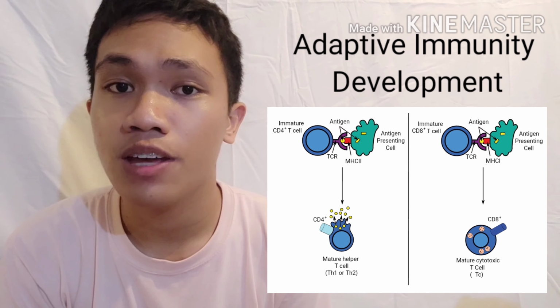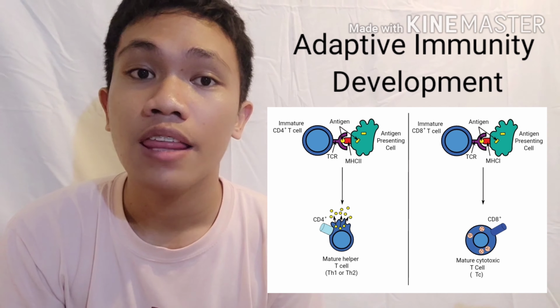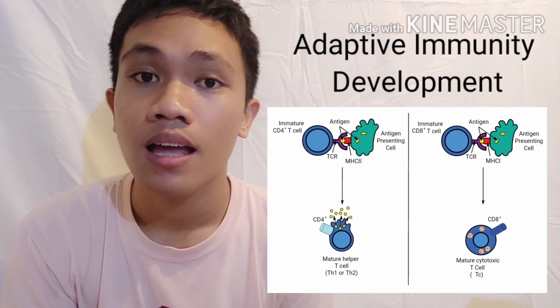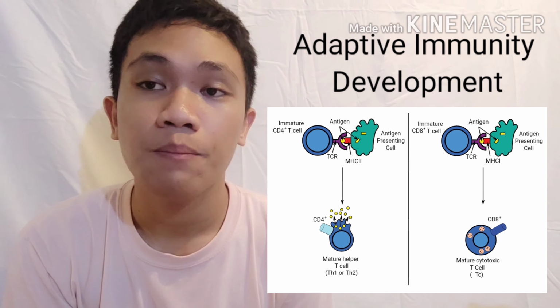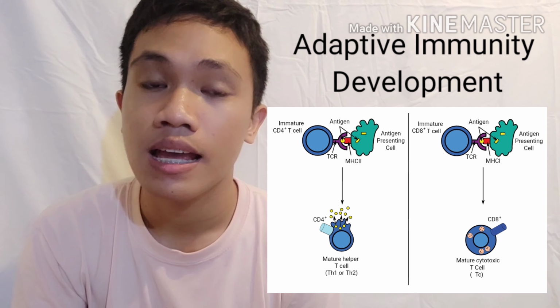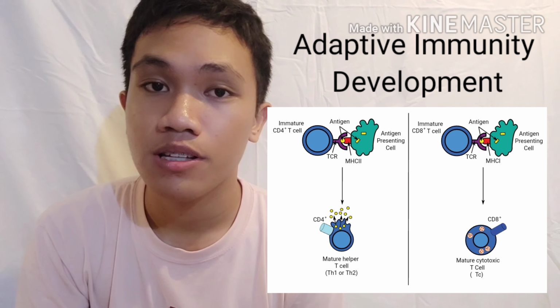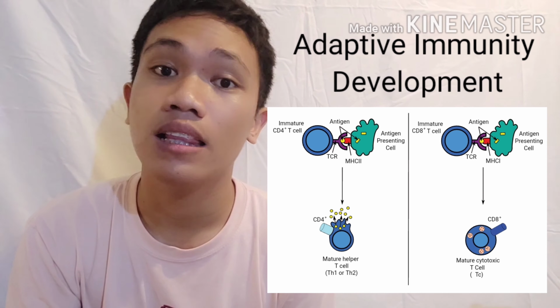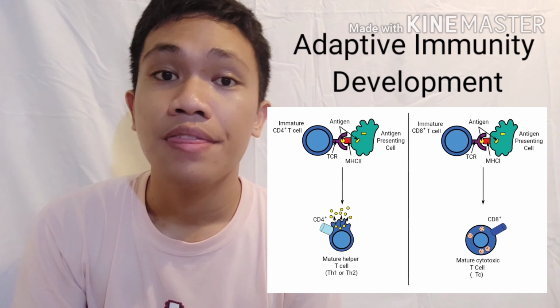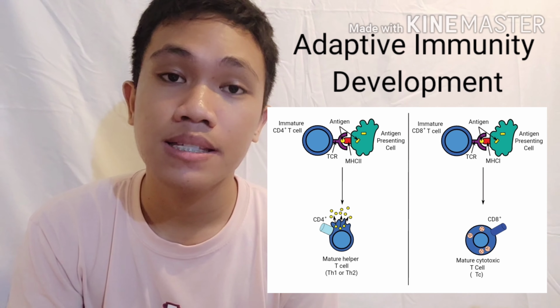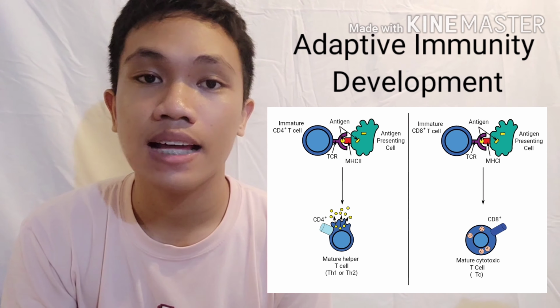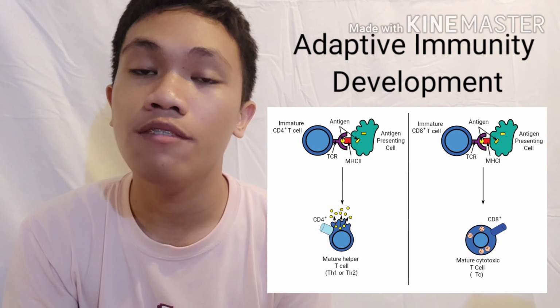So in the first step of the adaptive immune response, the antigen of the pathogen is taken up by the antigen-presenting cell, or the APC, such as the dendritic cell or the macrophage, through phagocytosis. In the second step, the APC travels to a part of the body that contains immature T and B cells, such as a lymph node. In the third step, the antigen is processed by the APC and bound to MHC class II receptors and MHC class I receptors on the cell membrane of the APC.